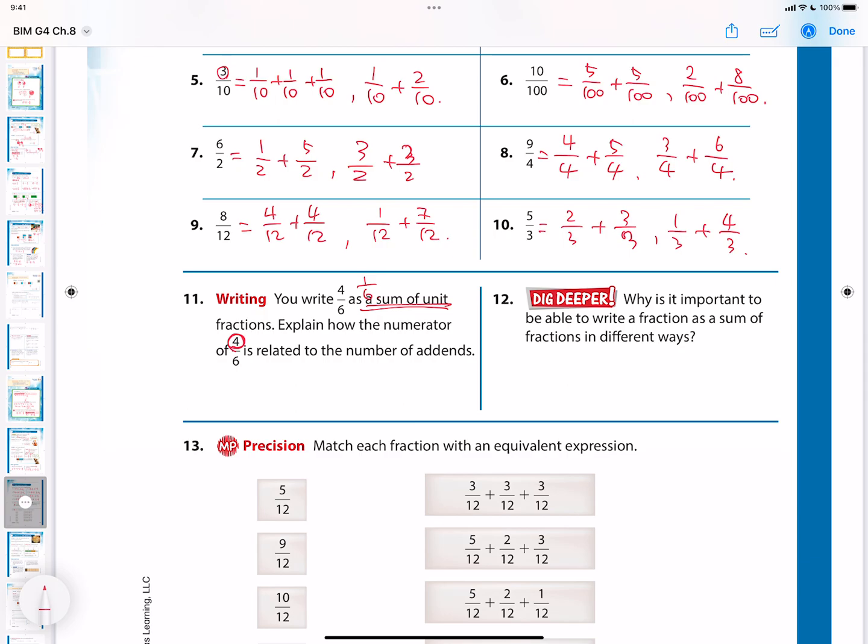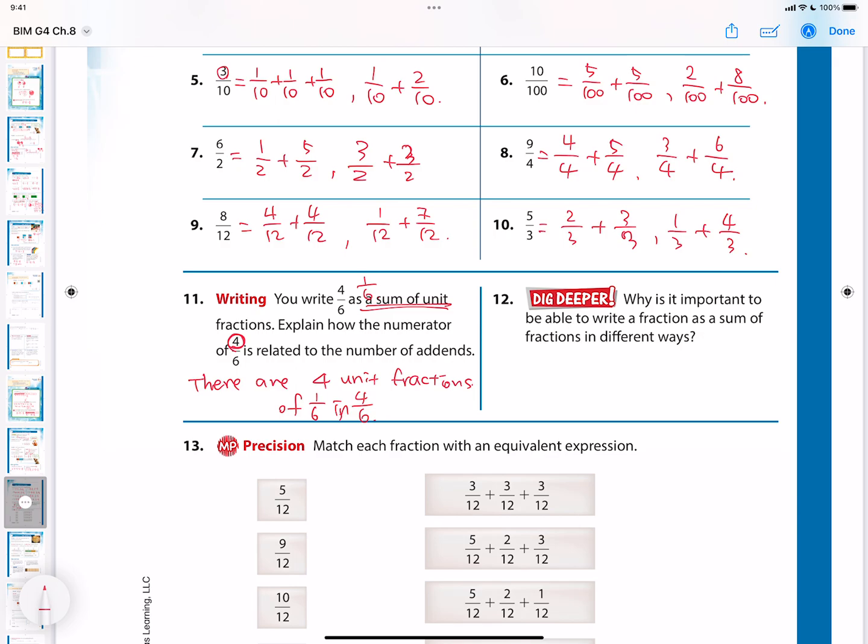Okay, so I can say there are 4 unit fractions of 1/6, which is 4/6. So 4 addends. Okay, all right. Number 12.